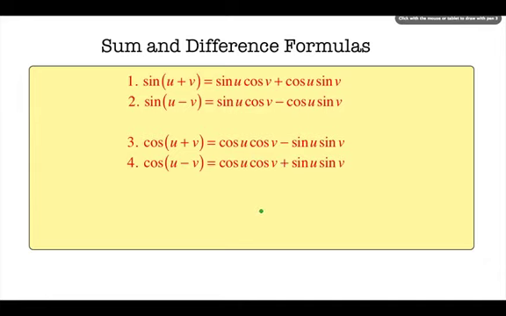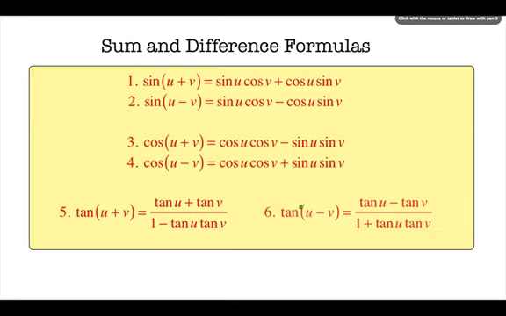And then you have two more for tangent. This is the first one. Tangent of u plus v is tangent of u plus tangent of v, and then 1 minus the product of tangent u tangent v, which is what you have here. And the other one is tangent of u minus v is equal to this. Notice the sign: minus, minus, plus, plus. And the denominator is the opposite sign.